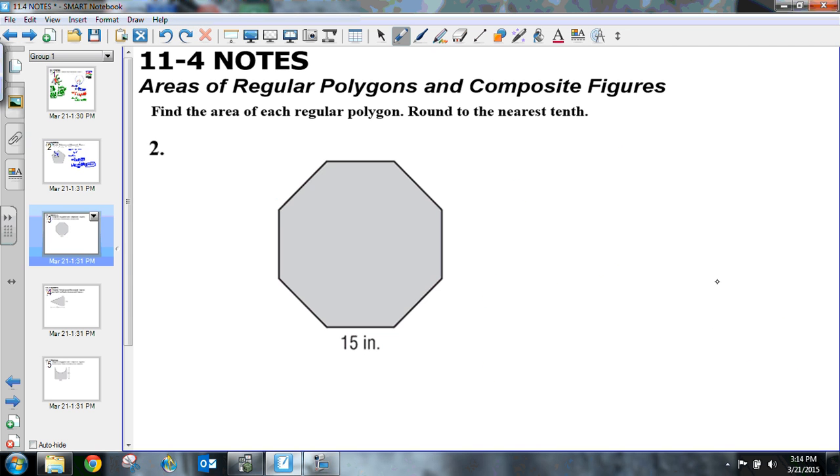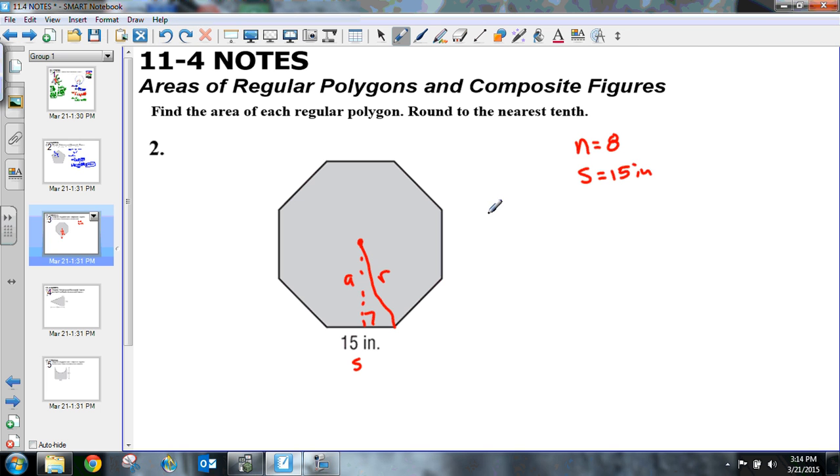All right. Now let's take a look at this. Now this is an octagon. This has 1, 2, 3, 4, 5, 6, 7, 8 sides. So I know that my number of sides n is equal to 8. Now I'm given a side length. If I call this my center, this is my apothem, this value here is my radius, this forms a right angle, this is my side length s. So I know that my side length here is equal to 15 inches.